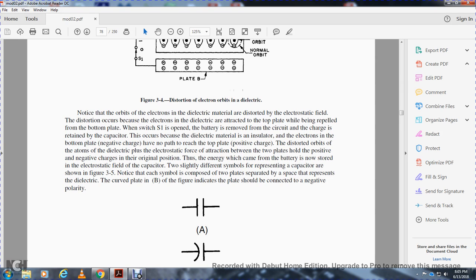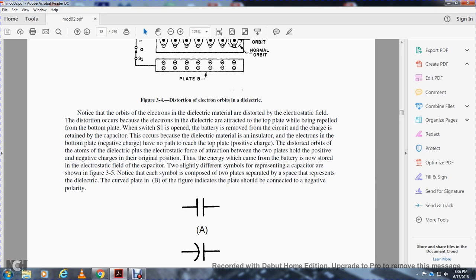When the switch is opened, the battery is removed from the circuit. The charge is retained by the capacitor. The dielectric material is an insulator, so the electrons in the bottom plate of the negative charge have no path to reach the top of the positive charge.